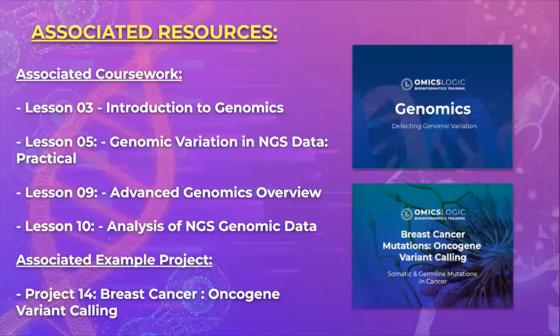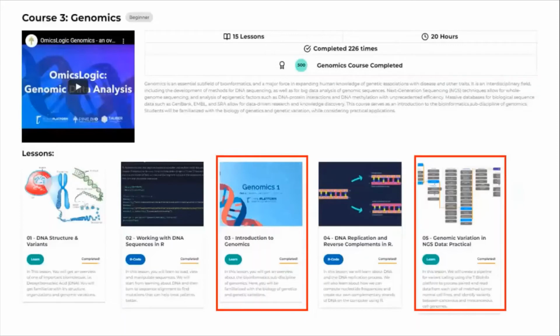To continue learning, we invite you to explore the associated resources for session 2, which comprises coursework, case studies, and other examples from literature. The contents of session 2 correspond with practical lessons that you can complete independently, available on the OmicsLogic Learn portal. For session 2, we have covered concepts based on lessons from Course 3 Genomics. This course serves as an introduction to the bioinformatics subdiscipline of genomics, where students will be familiarized with the biology of genetics and genetic variation while considering practical applications.